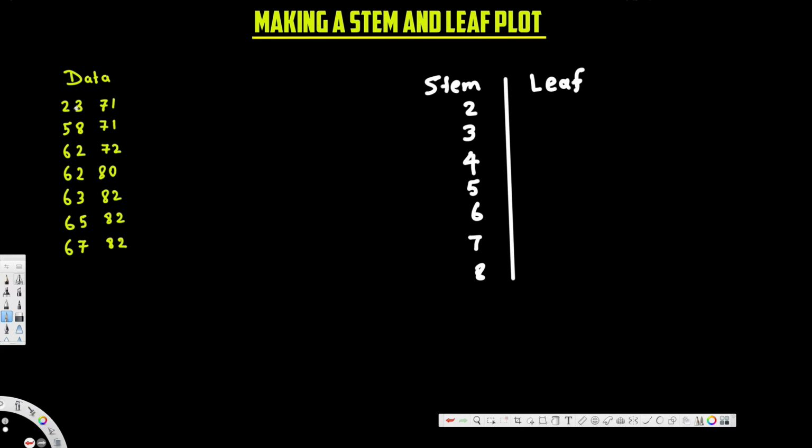Now if you look at 2, we have a 3 right here. So we put 3. And we don't have any 30s, we don't have any 40s. The next number is 58. So we put 5 and we already have 5. We put 8 after that. So here we put 8.